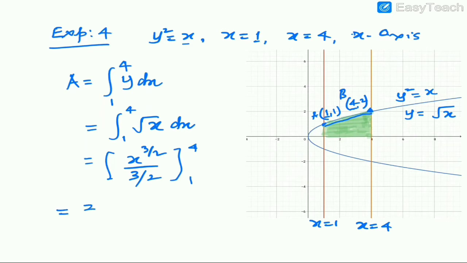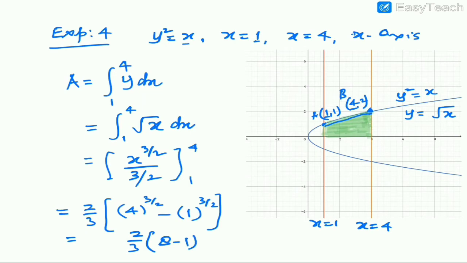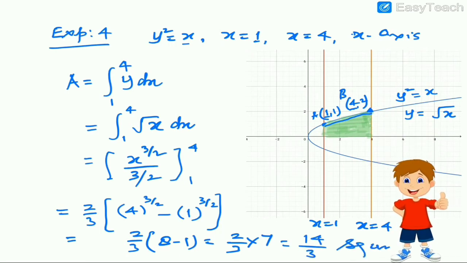So we may write here 2/3 times (4^(3/2) minus 1^(3/2)), and this is equal to 2/3 times (8 minus 1), which is equal to 2/3 into 7. So finally we have 14/3 square units.